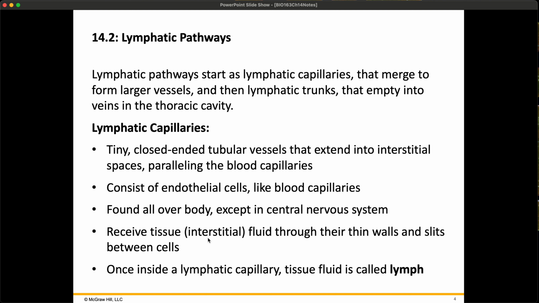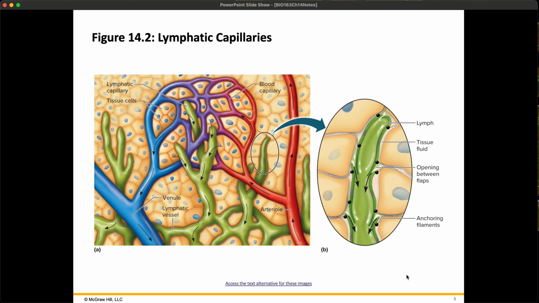They receive this interstitial fluid through the thin walls, and in between the cells, we'll see that they overlap. They have this layer of cells that overlap each other. And so as the fluid pressure increases, it pushes its way inside of the lymphatic capillary. Once it is inside there, it's still the same thing, it's not changed by moving from the interstitial space into the lymph capillary, but its location is changing. So now we call it lymph. That is the distinction to make.